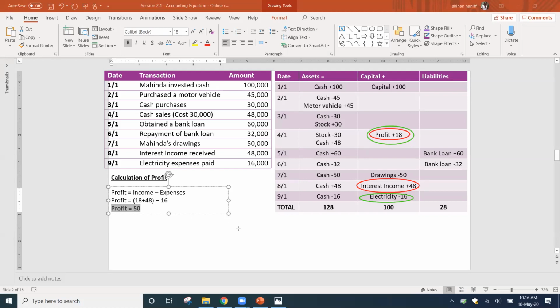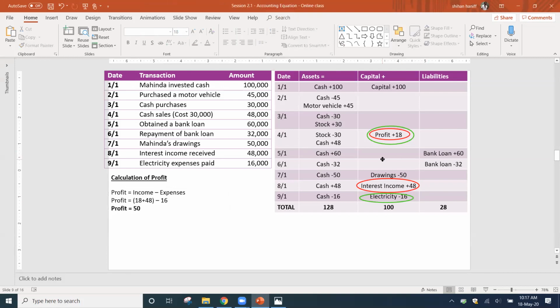Okay, so let me explain that concept, because most of the students have difficulties in understanding the concept of profit. How we prepare the income statement, how profit is calculated. We'll do it after this question. Before that, there is another way of calculating the profits. Another equation.